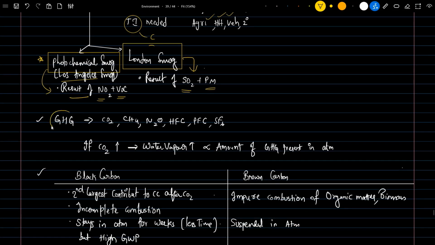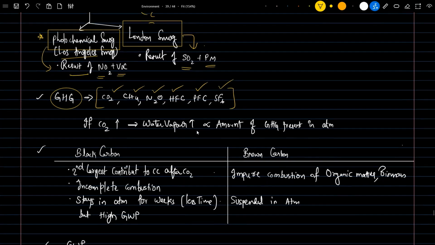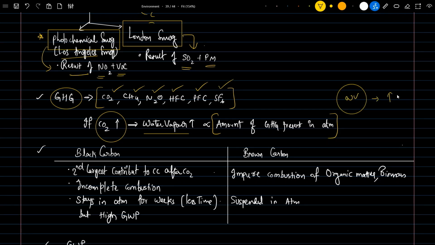Now let's understand what the different greenhouse gases are. These are the popular greenhouse gases: carbon dioxide, CH4, N2O, hydrofluorocarbon, perfluorocarbon, and SF6. Whenever carbon dioxide is increasing, water vapor will also be increasing. So what does it mean? It means the amount of greenhouse gases present in the atmosphere. If there is more water vapor, it indicates that there is more CO2 in the atmosphere.